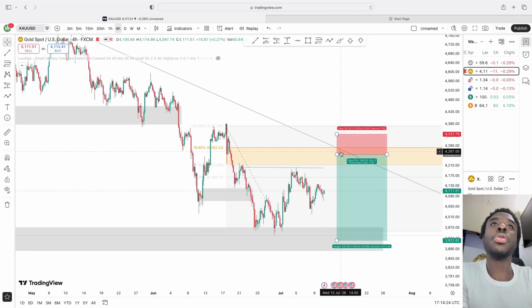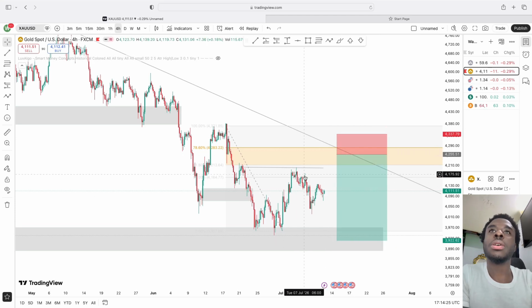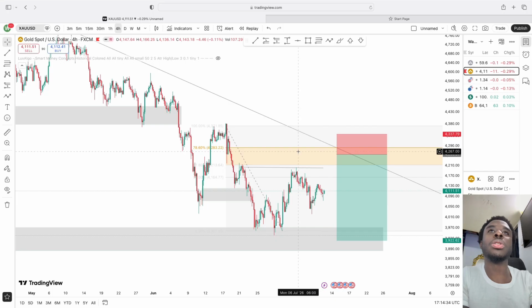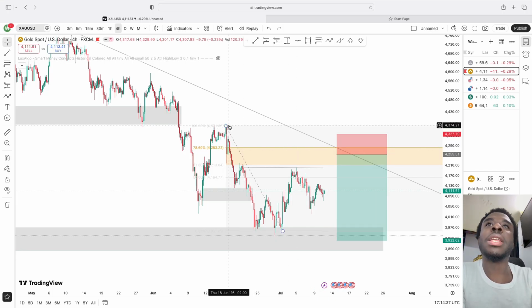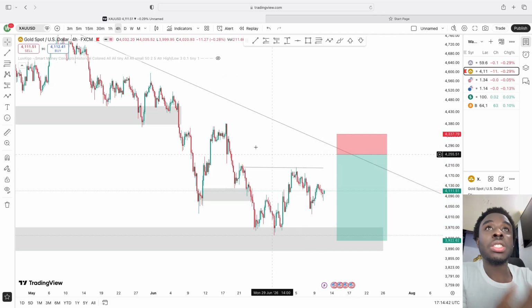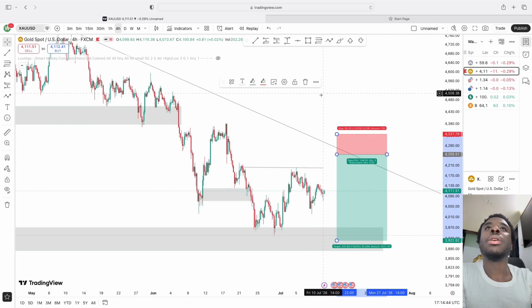So this is a very valid entry. We have a lot of confluences. One, it's on the trend line. Two, you have to clear these equal highs, or this liquidity up here. Three, it's also on our golden zone, right? This is a valid entry. So as long as gold hasn't broken this 43.75, we are still bearish, right?